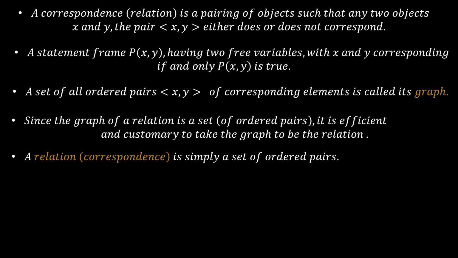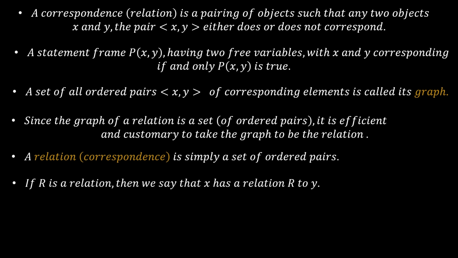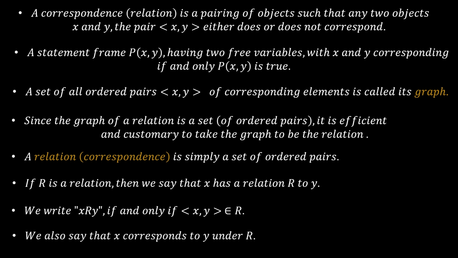We just have to highlight that a relation or a correspondence is simply a set of ordered pairs. If R is a relation, then we say that X has a relation to Y. We symbolize that as X R Y, and that is true if and only if (X, Y) is an element of R. We also say that X corresponds to Y under R. That's another way you could put it.